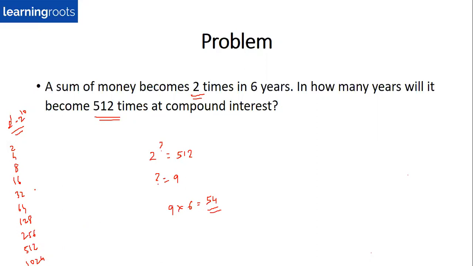So in this case, instead of going like this, if you just remember 2 raised to 9 is 512, that will be great. If you don't, then at least remember 2 raised to 10 is 1024. And then you can reduce 1 power and divide this by 2 to get 512 as 2 raised to 9. Okay, let's go to the next one.